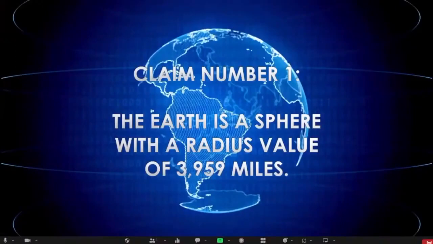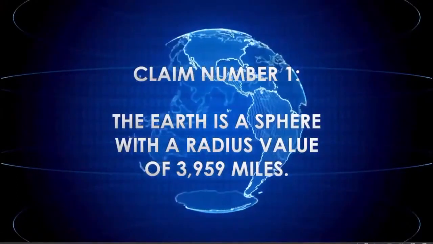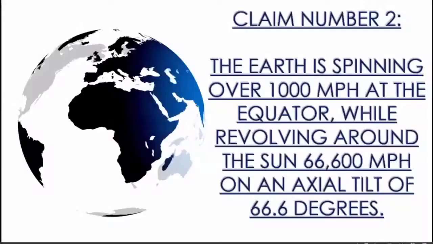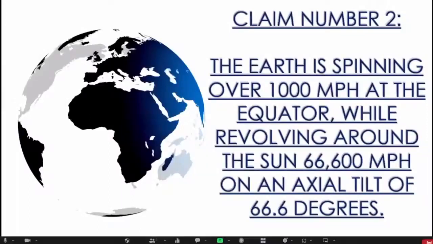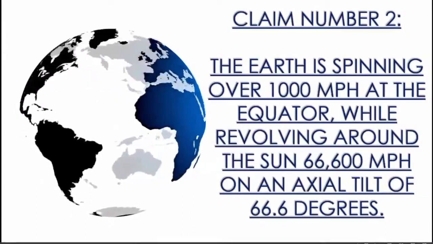It makes three predominant claims. Number one is that it's a sphere with a radius of 3,959 miles, which of course has the burden of proof to substantiate that the Earth bends convexly at a rate consistent with that radius value. Claim number two, that the Earth is spinning over 1,000 miles per hour at the equator while revolving around the sun 66,600 miles per hour on an axial tilt of 66.6 degrees. This is a very specific positive claim. No one here has ever felt the Earth spinning, nor is there any empirical measurement for it. And the current model actually says, everything happens on the Earth as if it is at rest, to quote Einstein. So we need actual evidence of that claim.